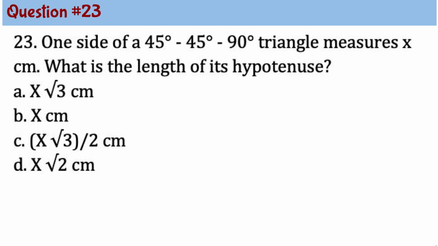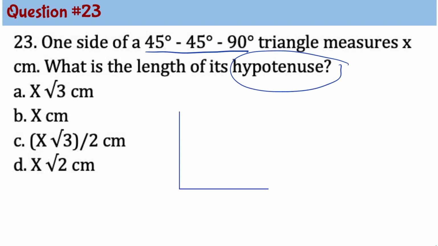Question number 23. One side of a 45-45-90 triangle measures x centimeters. What is the length of the hypotenuse? So here we have a right triangle and the two sides are congruent because we have a 45-45-90 triangle. So if this is a 45-45-90 triangle, that means you have a 90-degree angle, you have 45 degrees, you have 45 degrees. It's asking for the length of the hypotenuse. And the measurement of one side is x.